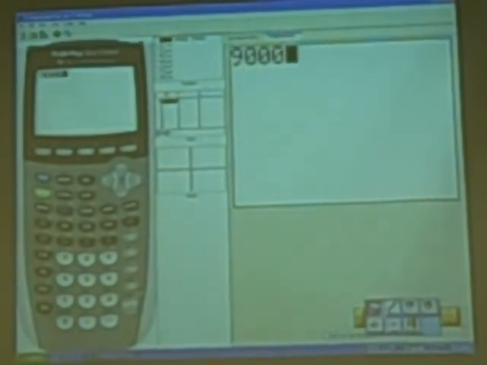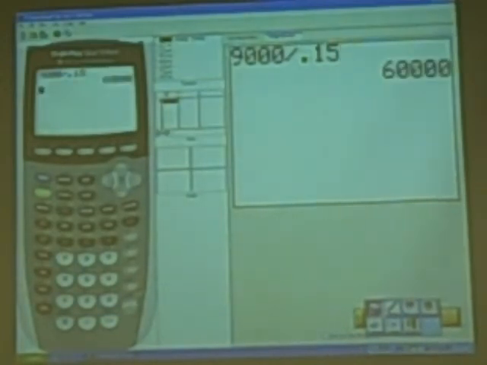When you're putting this in the calculator, there are a lot of zeros here, so make sure that you have 9,000 and not 900 or 90,000, divided by 0.15. Make sure you get that decimal point in there, because it's really easy, especially if you're going fast, to forget it. Okay, so we end up with 60,000 miles.